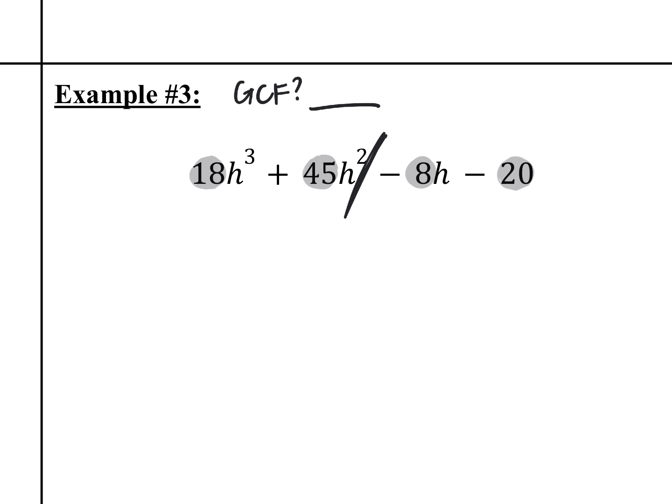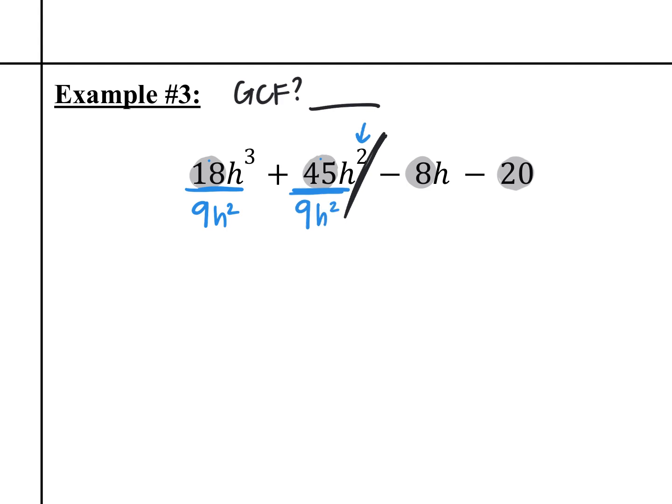Okay, when I split this in half and I'm looking just at the left-hand side, what can I take out of 18h to the third and 45h to the second? So I'm looking at 18 and 45 on your factor chart. The biggest number we can take out is 9. And then always choose your lowest exponent, so I can take out h to the second on both of those.